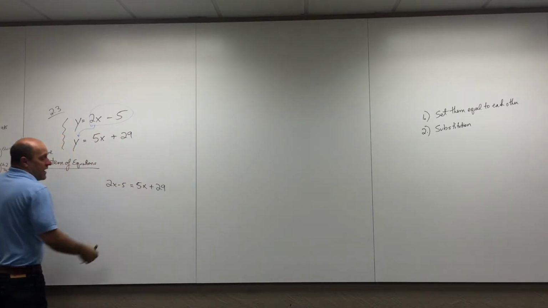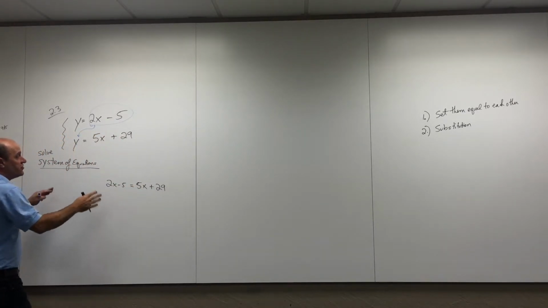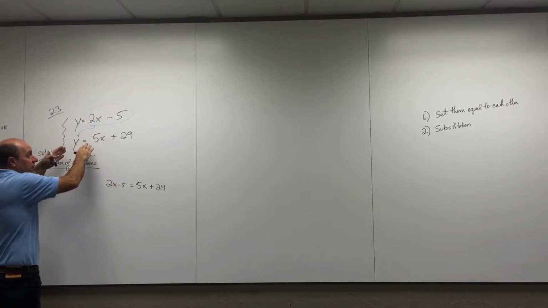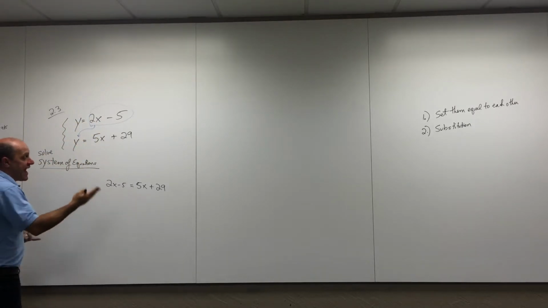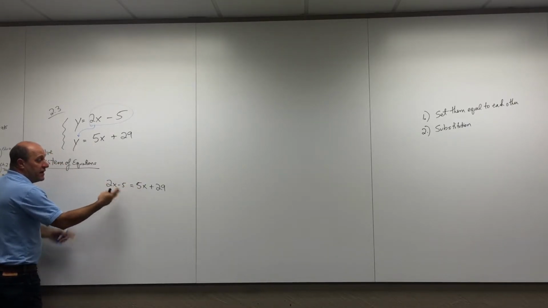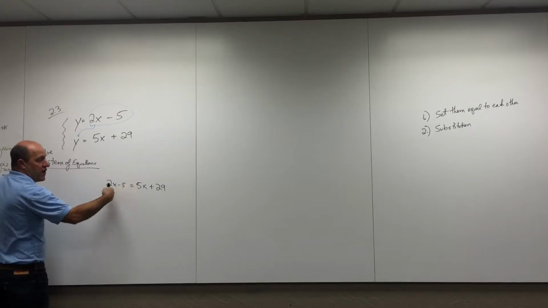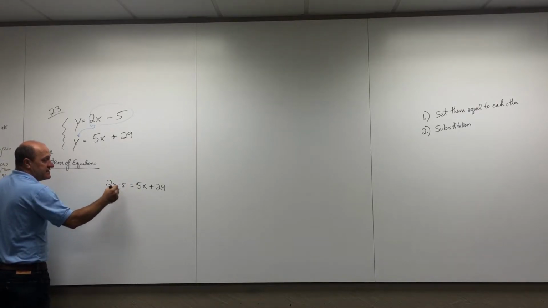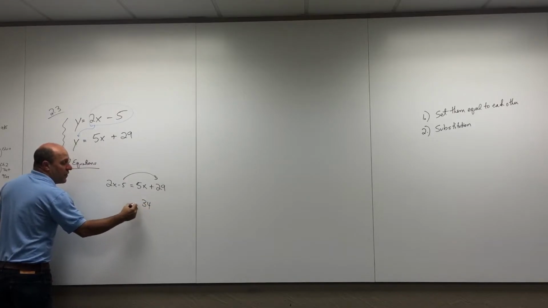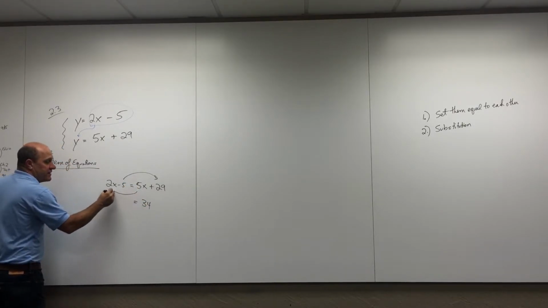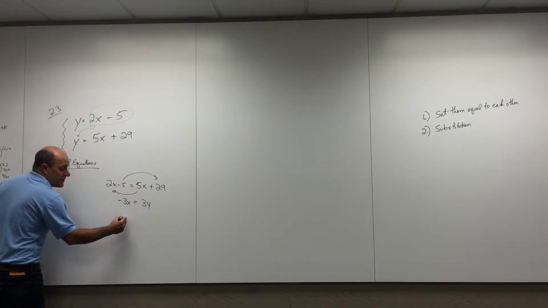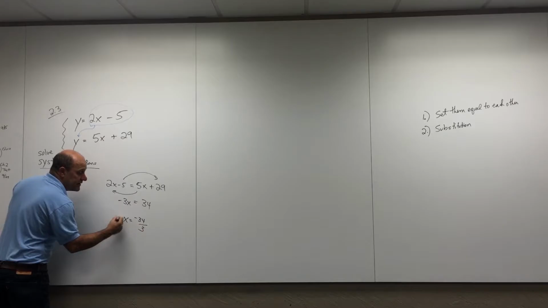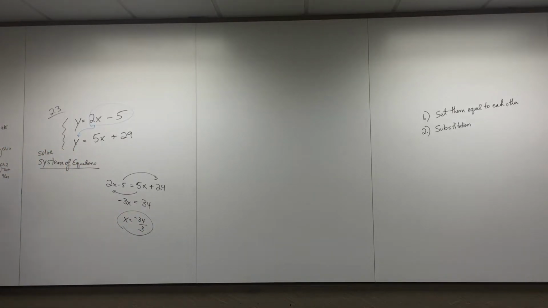But anyway, I want to solve for x and for y. What you do by substituting or by setting them equal to each other is you eliminate one of the variables, and now you're in a situation like the beginning of chapter 2. You can solve this stuff. Let's see, I'm going to add the 5 over there. That'll be 34. I'm going to subtract the 5x, which would be negative 3x. Divide by negative 3. This is a nasty little answer, but it's my answer: x equals negative 34 thirds. That's the beginning of chapter 2.